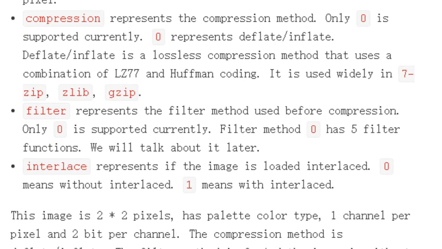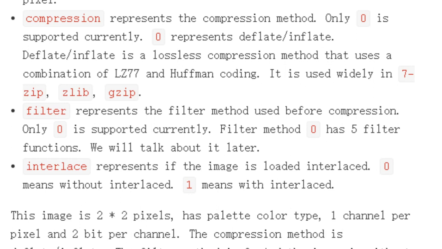Compression represents the compression method. Only 0 is supported currently. Represents deflate/inflate. Deflate/inflate is a lossless compression method that uses a combination of LZ77 and Huffman coding. It is used widely in 7-zip, zlib, and gzip. So if you want to know more about the nitty-gritty details, looking at the source code for 7-zip, zlib, or gzip would be a good place to start.